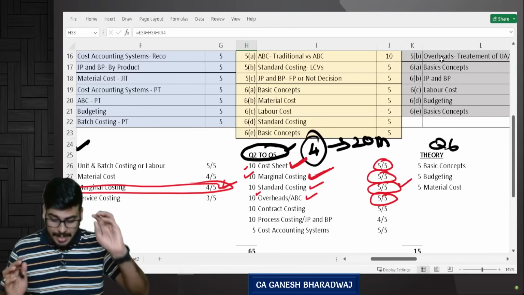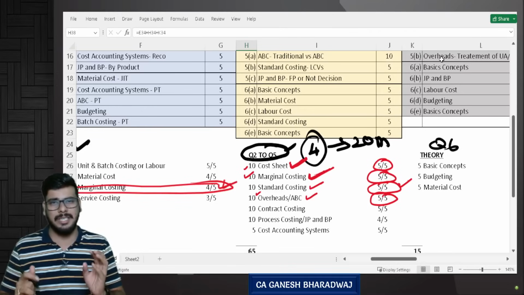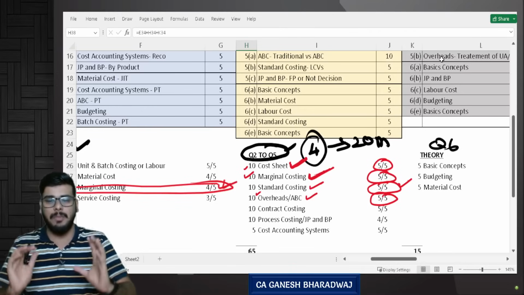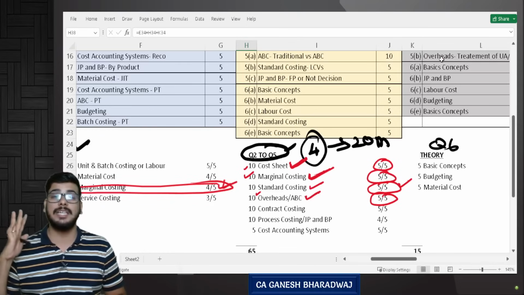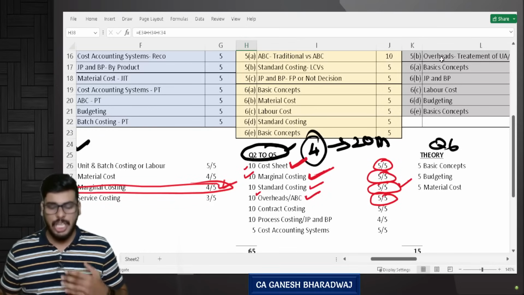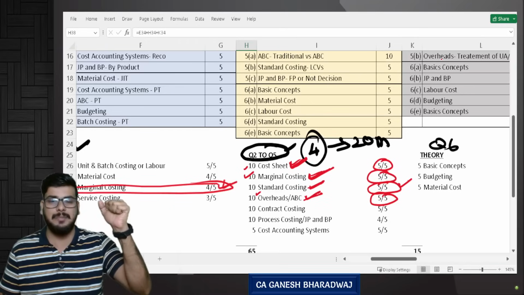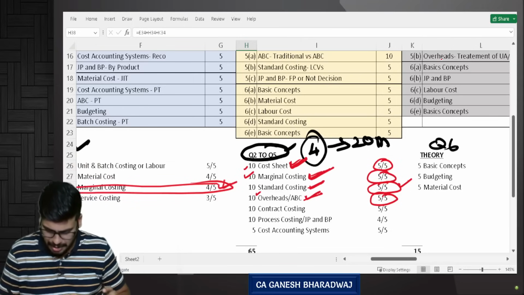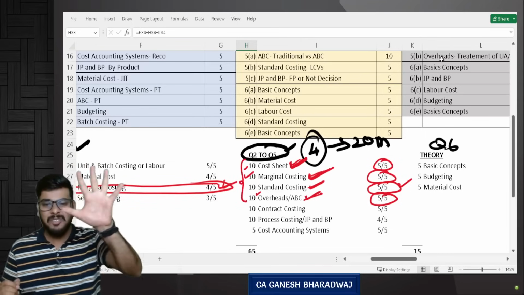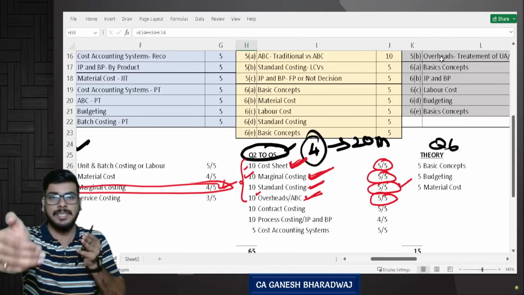Sometimes even ABC 10 marks, overheads 10 marks, or sometimes 10 plus 5, they have tested like this, or sometimes both put together, 10 marks, or generally overheads and ABC put together, they are testing it for 10 marks. Now, guys, you tell me, cost sheet, marginal costing, standard costing, overheads, ABC, right? Overheads and ABC are 2 chapters. Now you tell me, guys, 5 chapters, if you cover, you can score that 40 marks. Your defense is taken care of.